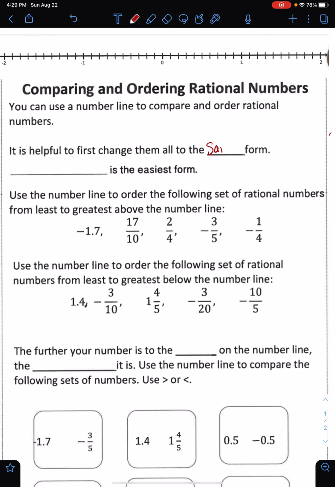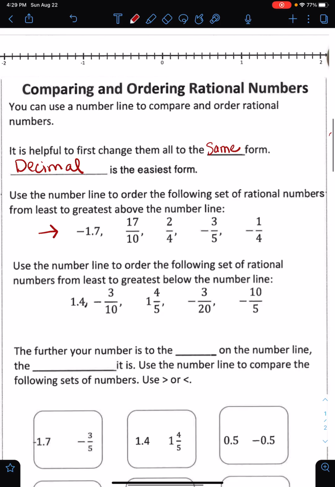We talked about how rational numbers could be positive or negative, decimals, fractions, or whole numbers. So if we put them all in fraction form or all in decimal form, it's easier to compare them. I think decimal form is the easiest because you don't need to find common denominators to compare decimals. So let's go ahead and first convert all of the numbers here into decimal form, and then we'll put them on the number line. So the first one is already a decimal.